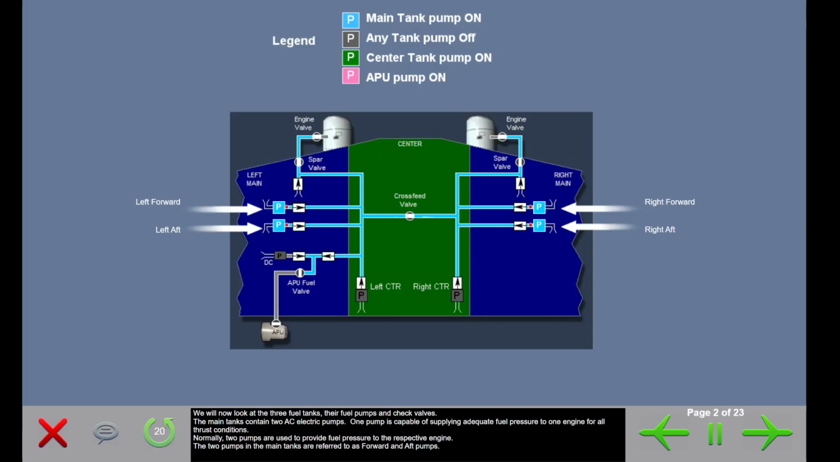Tanks, their fuel pumps, and check valves. We will now look at the three fuel tanks, their fuel pumps, and check valves. The main tanks contain two AC electric pumps. One pump is capable of supplying adequate fuel pressure to one engine for all thrust conditions. Normally, two pumps are used to provide fuel pressure to the respective engine. The two pumps in the main tanks are referred to as forward and aft pumps.